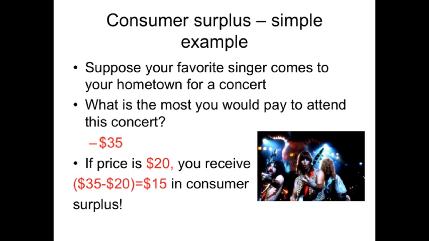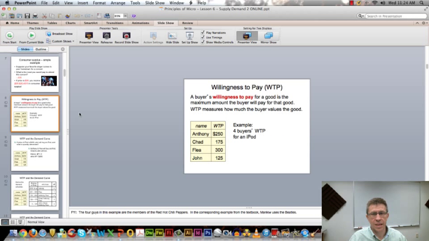Well, if the price is only $20, you've just received $15 in consumer surplus, right? You were ready to pay $35 if you had to, but you didn't have to. You only had to pay $20. So consumer surplus, in this case, is $15. So the value you receive above your welfare from this transaction is $15. You're $15 better off by attending the concert than not attending the concert because you thought it was worth $35, you only had to pay $20.